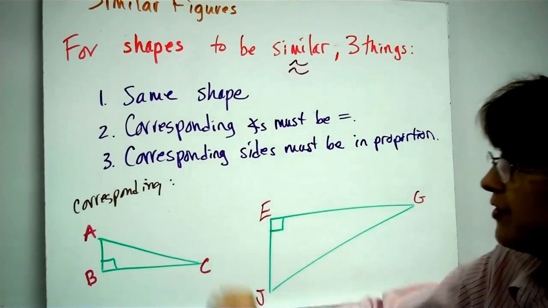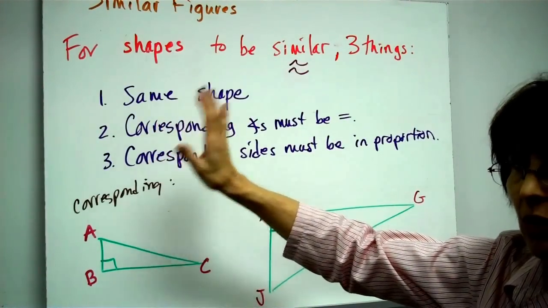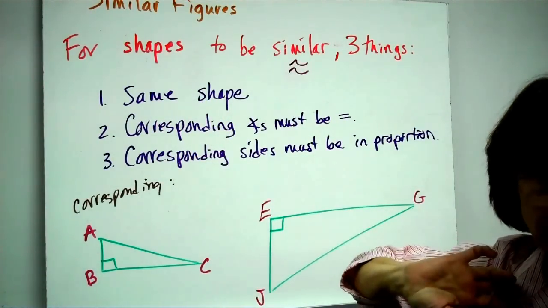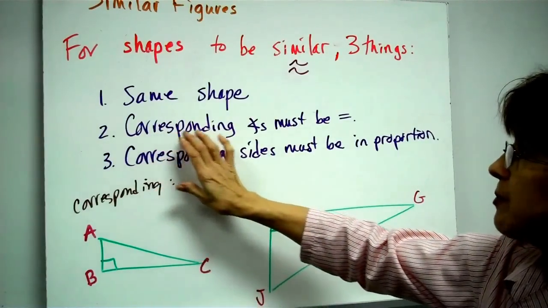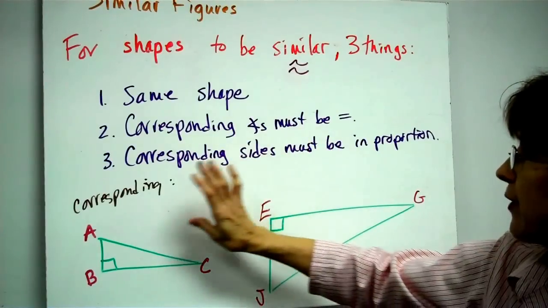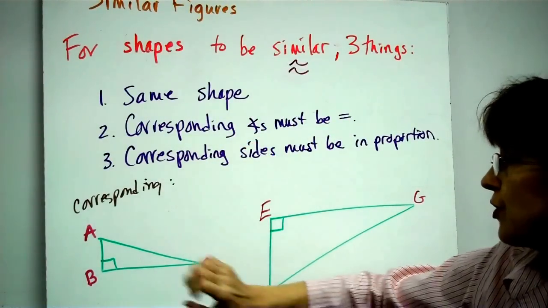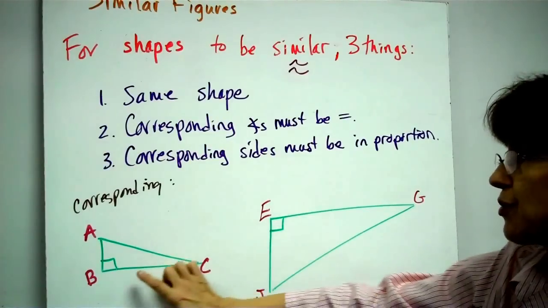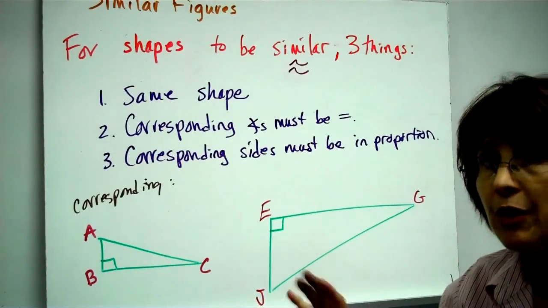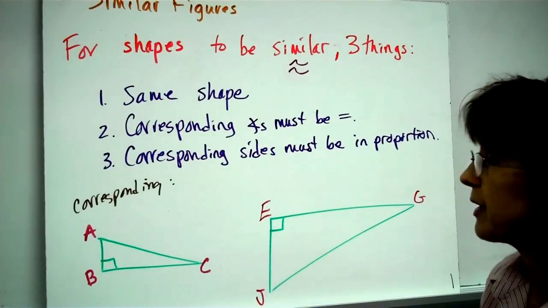Okay, the three things are, they have to have the same shape. A rectangle can't be similar to a triangle, because those are two different shapes. The corresponding angles must be equal, and the corresponding sides must be in proportion. So we're going to explain and flesh that out a little bit. For example, here we have two triangles. They're both right triangles. So we're going to see what it looks like if they were corresponding.